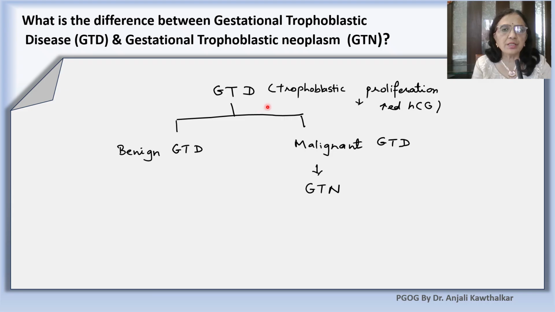Gestational trophoblastic disease is a condition where there is a trophoblastic proliferation with rise in HCG, human chorionic gonadotrophin, and it has two variants. One is a benign gestational trophoblastic disease and the other is a malignant GTD. Whatever conditions come under this malignant form of gestational trophoblastic disease, that is gestational trophoblastic neoplasm.